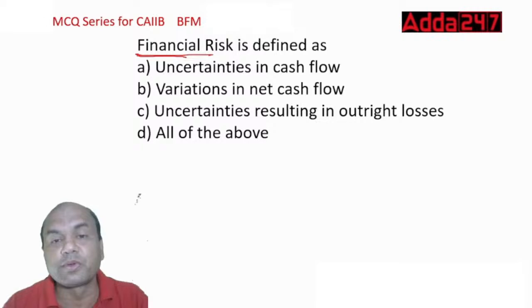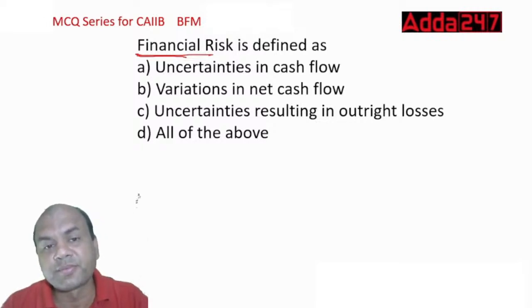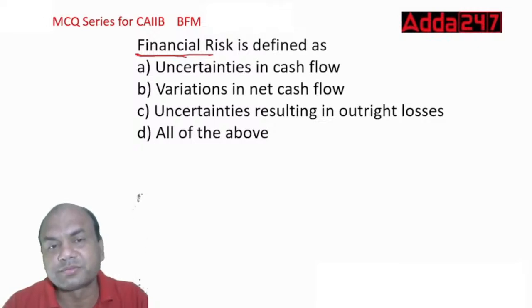Uncertainties in the cash flow. Is it a financial risk? Variations in the net cash flow. Uncertainties resulting in the outright losses. Which one is the correct one?